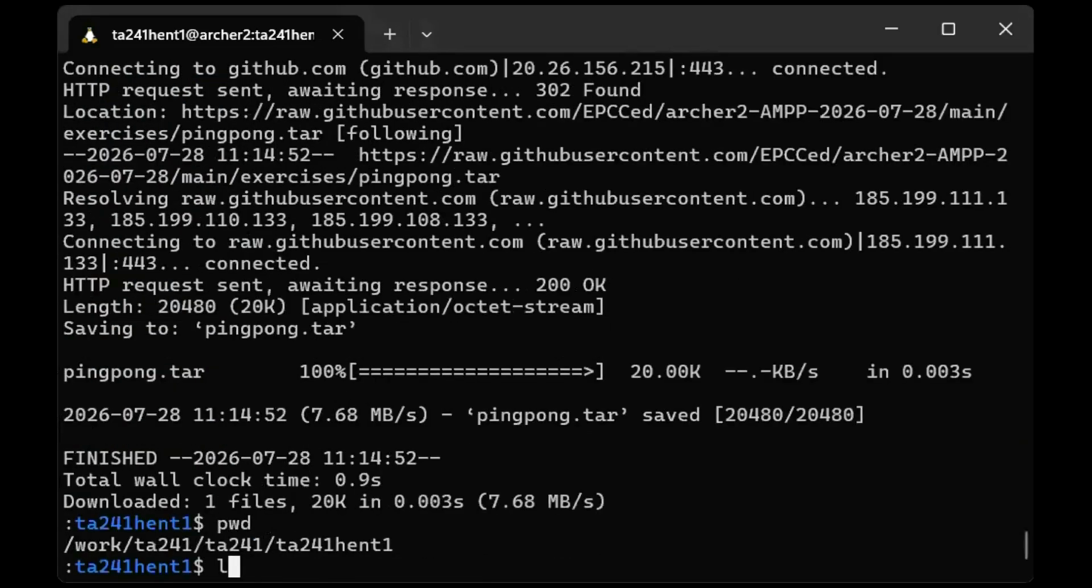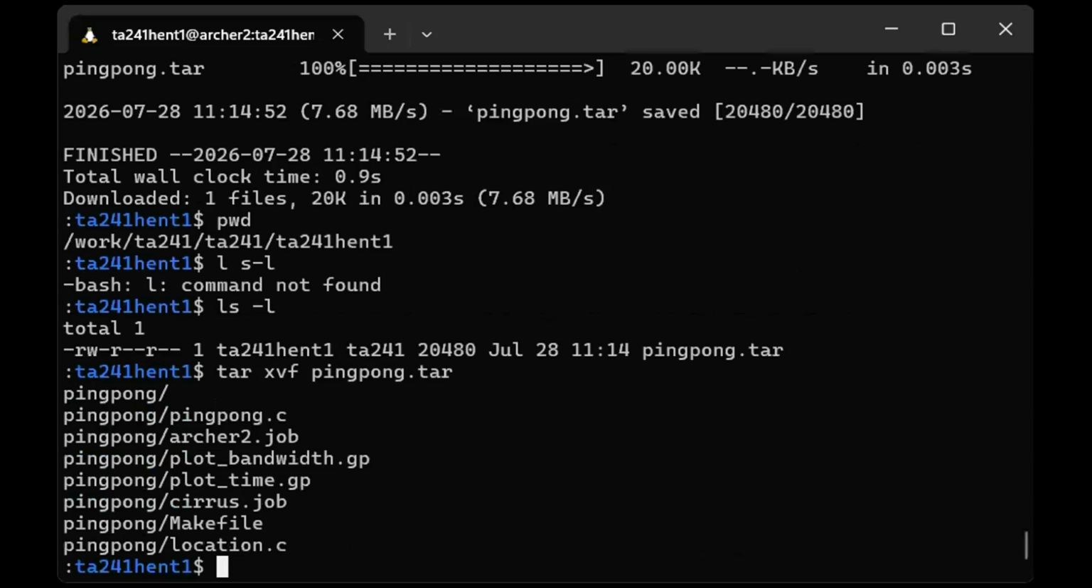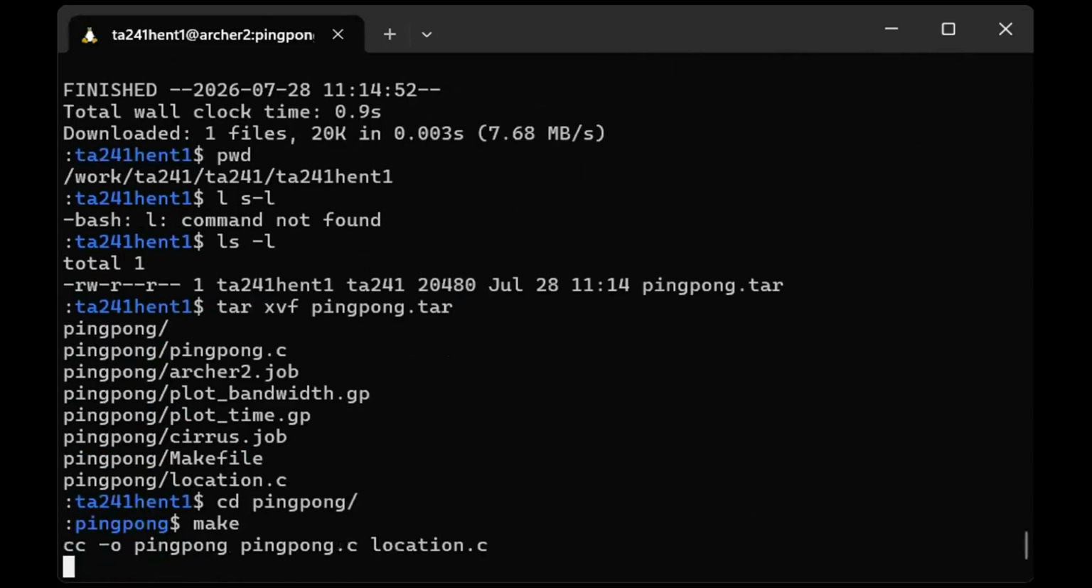So now we have the file here. It's on the exercise sheet, so you should be able to wget that file directly. I hate GitHub because it lies about what you have to mess around with to be able to wget a file, but then I want to unpack it. And then I go into ping pong and just do make, and that will compile the file.